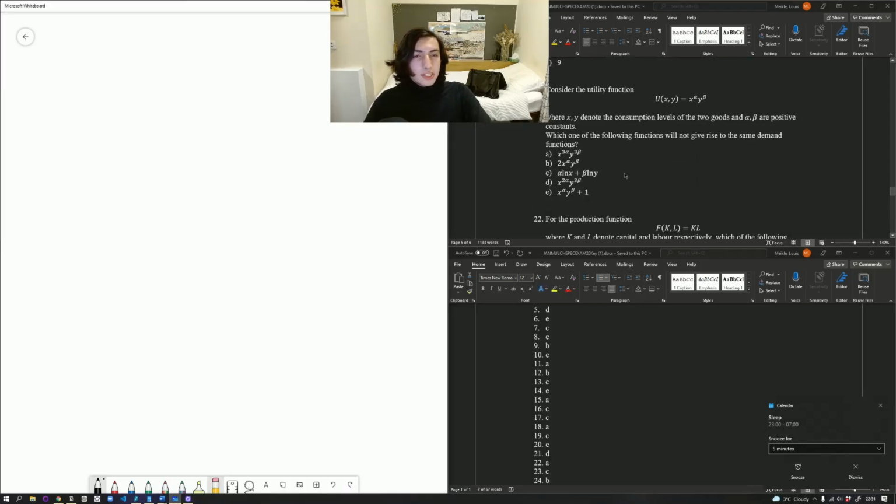Now consider the utility function. Okay, this is number 21 now. Consider the utility function this, where x and y denote the consumption levels of two goods, and alpha and beta are positive constants. Which of the following functions will not give rise to the same demand function?